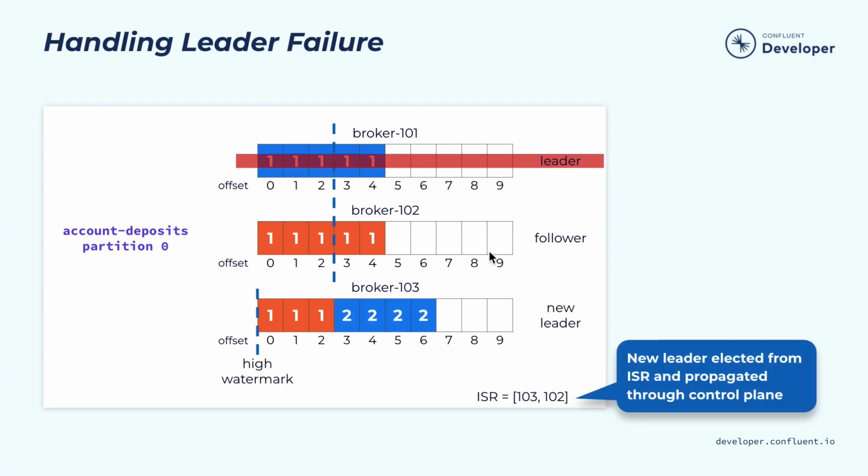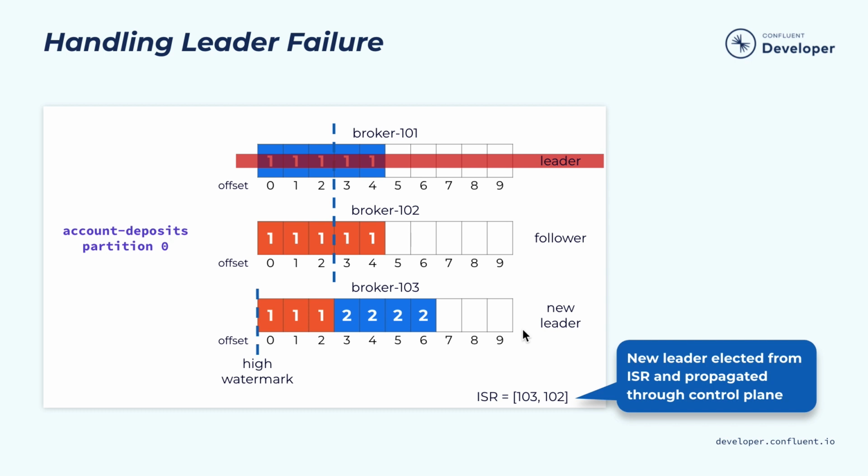Now, let's talk about how we handle the leader failure. Let's say in this case, the old leader, broker 101, has failed. We need a way to elect the new leader. The leader election in Kafka for the data plane is pretty simple because through the protocol, we know all the replicas in ISR, all those in-sync replicas, have all the previously committed records. So we can pick any of those replicas in ISR as the new leader. In this case, both broker 102 and 103 can be the new leader. Let's say we picked 103 as the new leader.